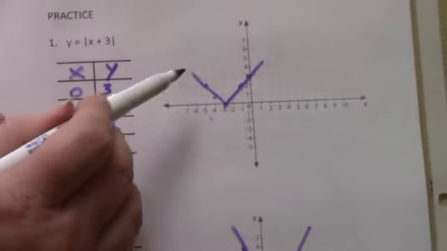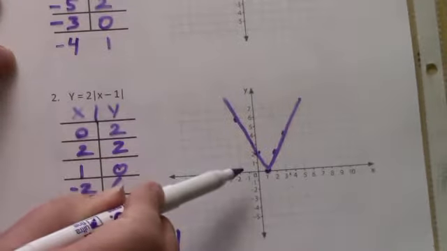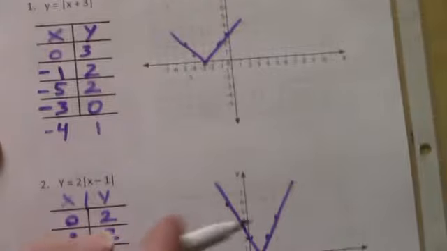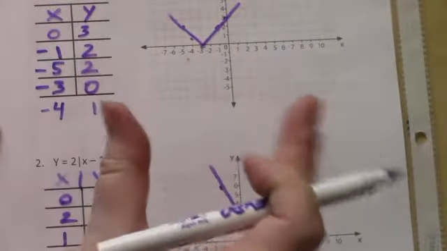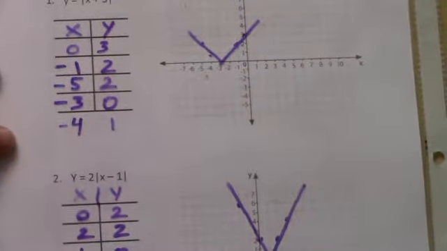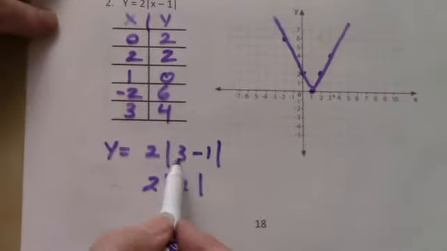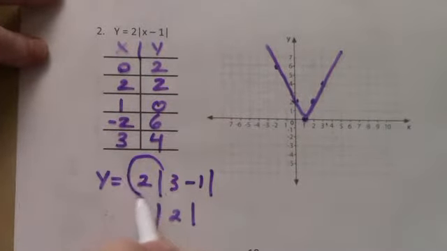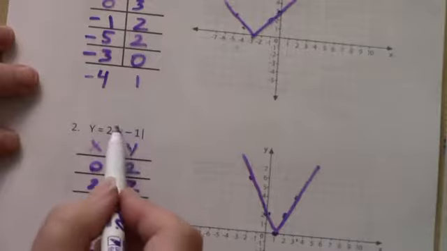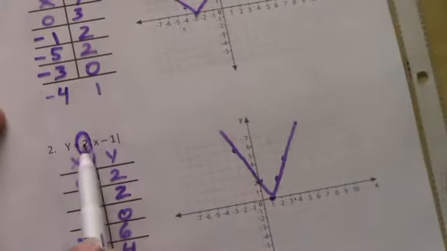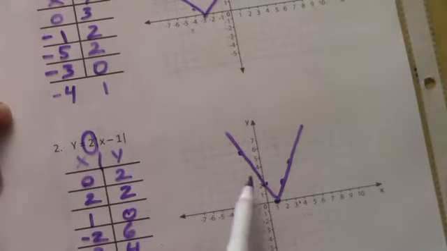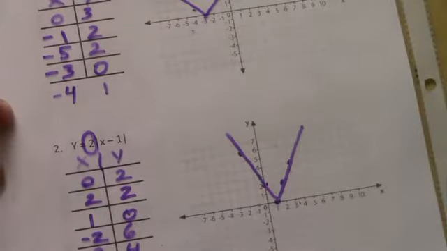Now, can you see what's happened between this v and this v? This one on the bottom is squished a little tighter together. That's what this multiplier in our formula has done. It has changed how wide or narrow the v is.